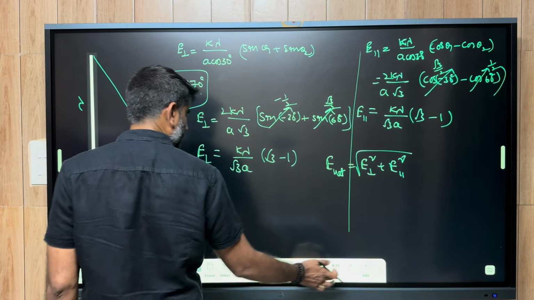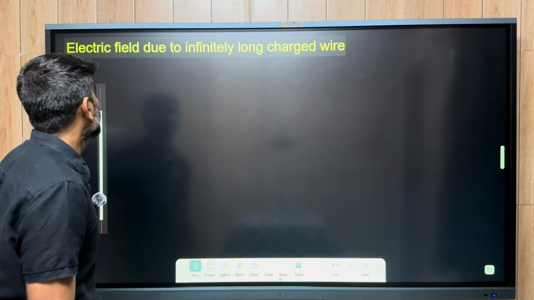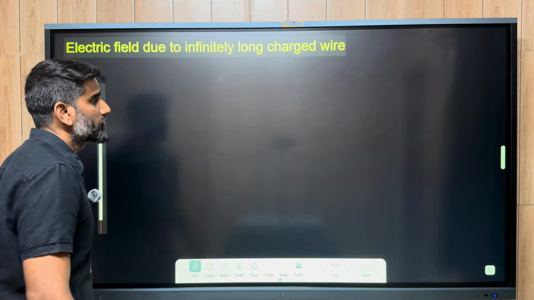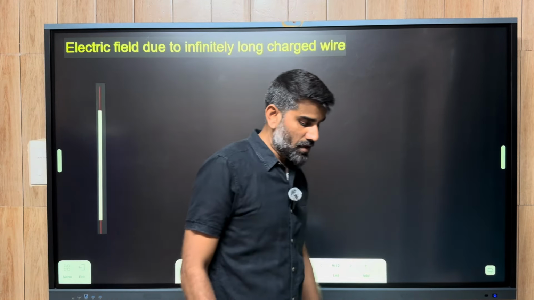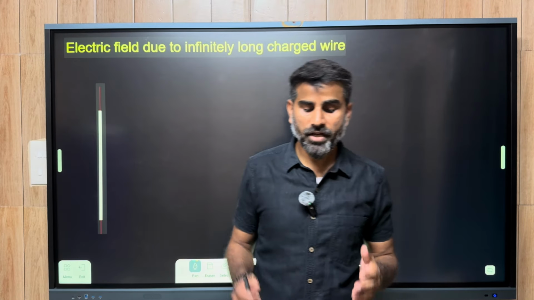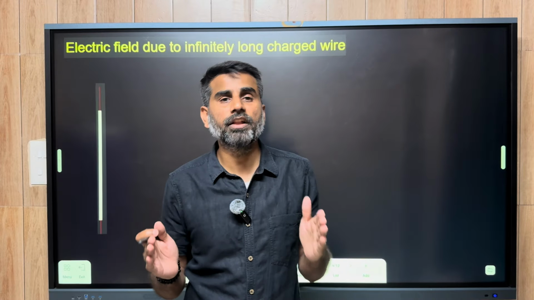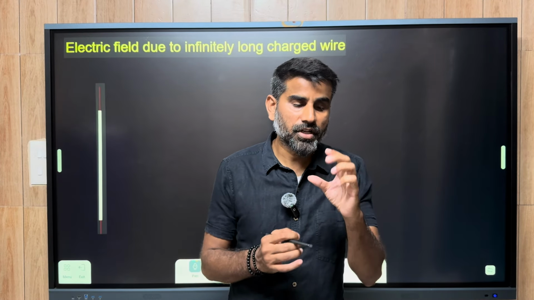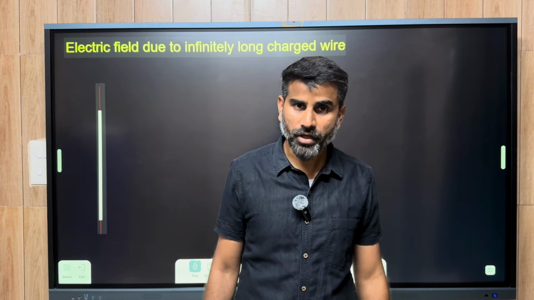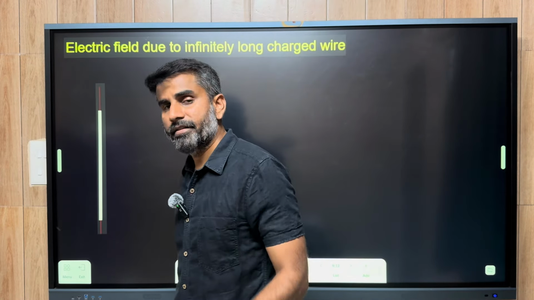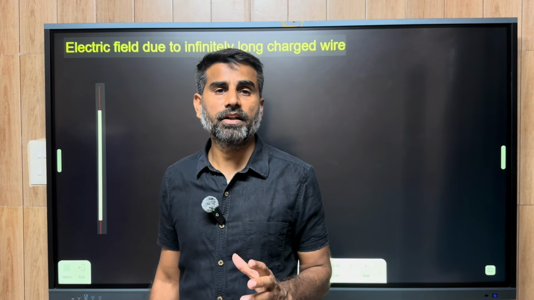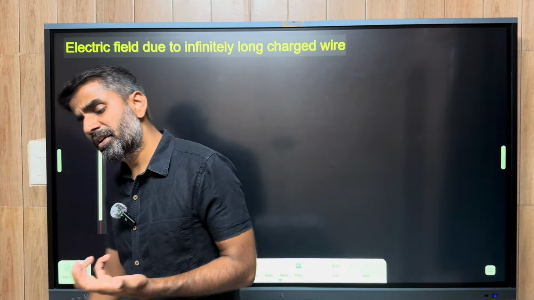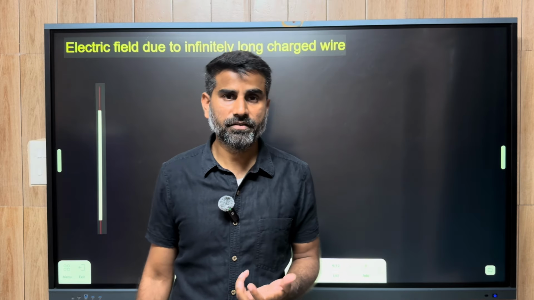Okay, let's move on to the next example. Electric field due to an infinitely long charged wire. In the earlier case, the wires or rods were finitely long. They have a certain finite length. But in this case, the rod or wire is infinitely long. The term infinity is a relative term.